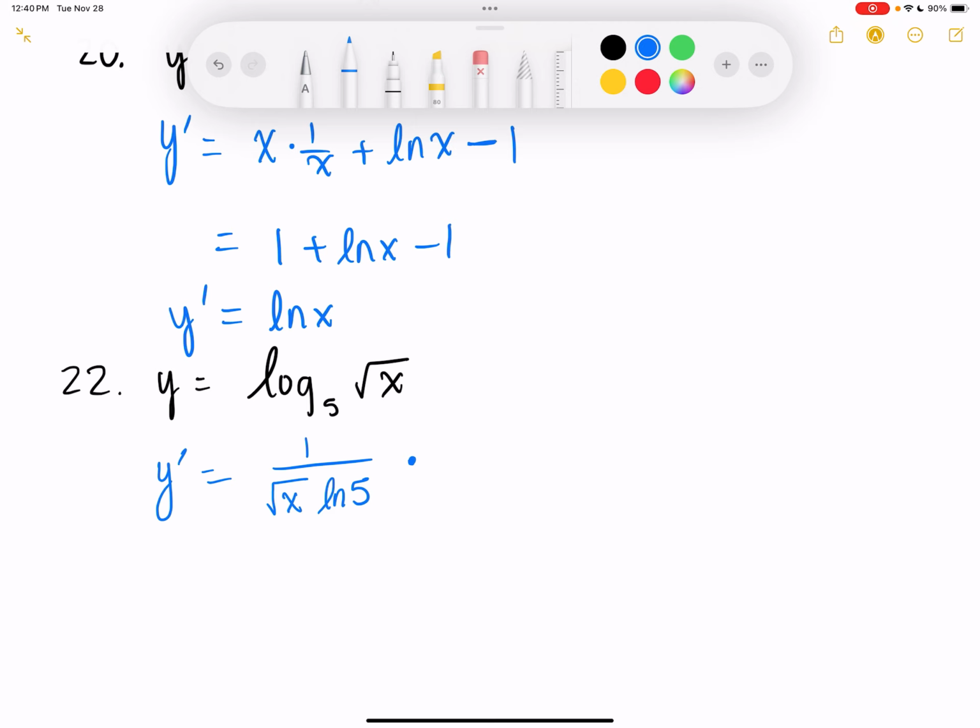Root x. Because let's make it x to the half. So then half, 1/2 x to the negative half. Show me fractions.